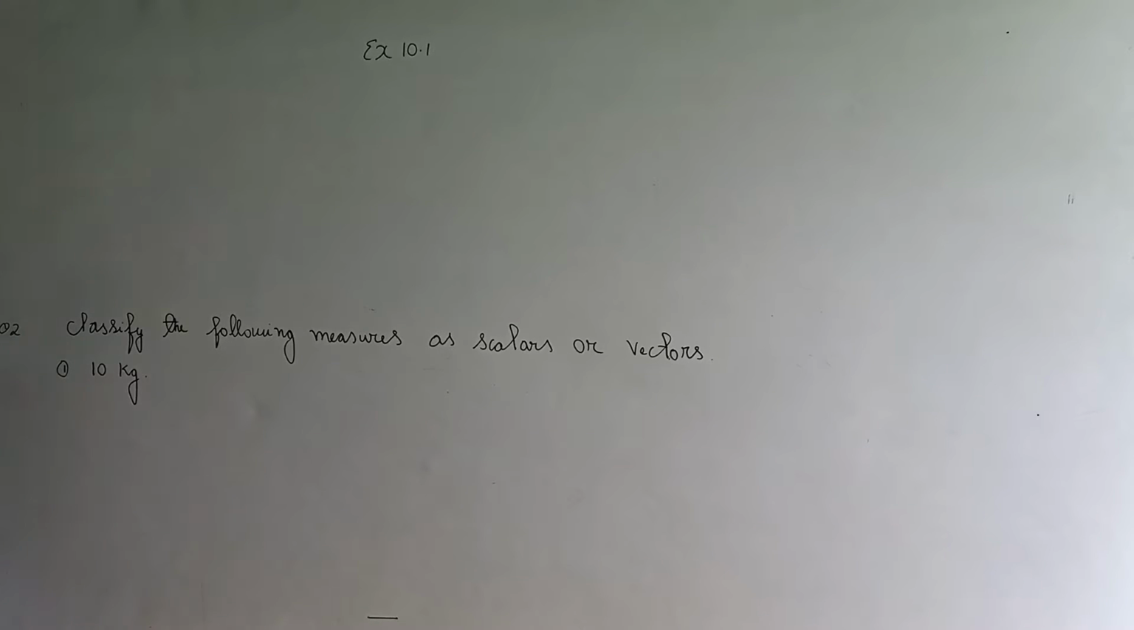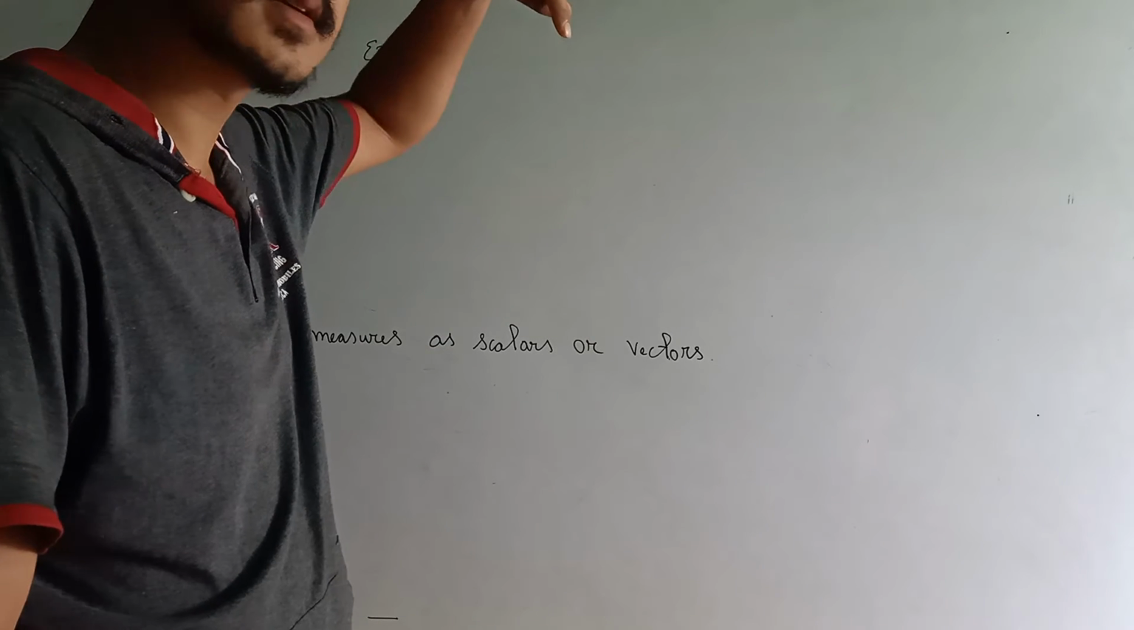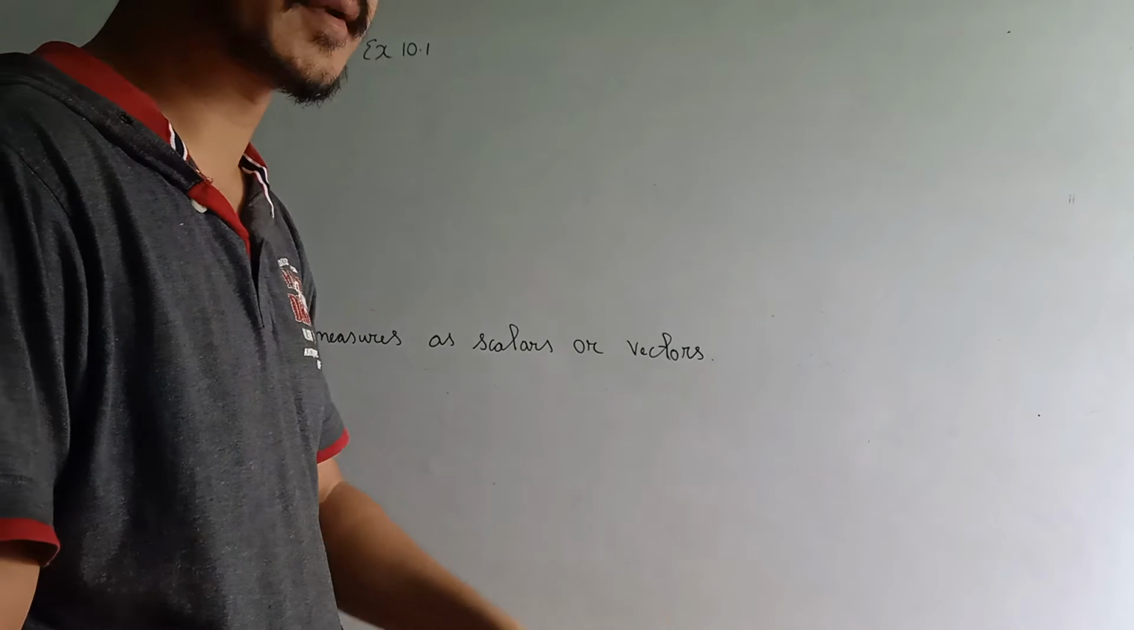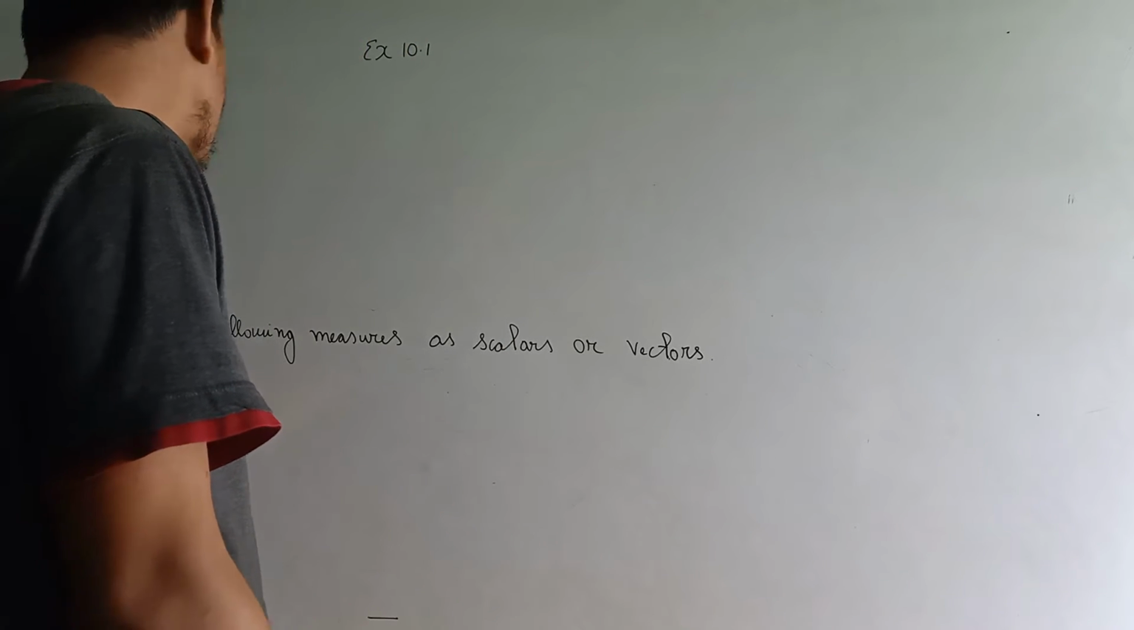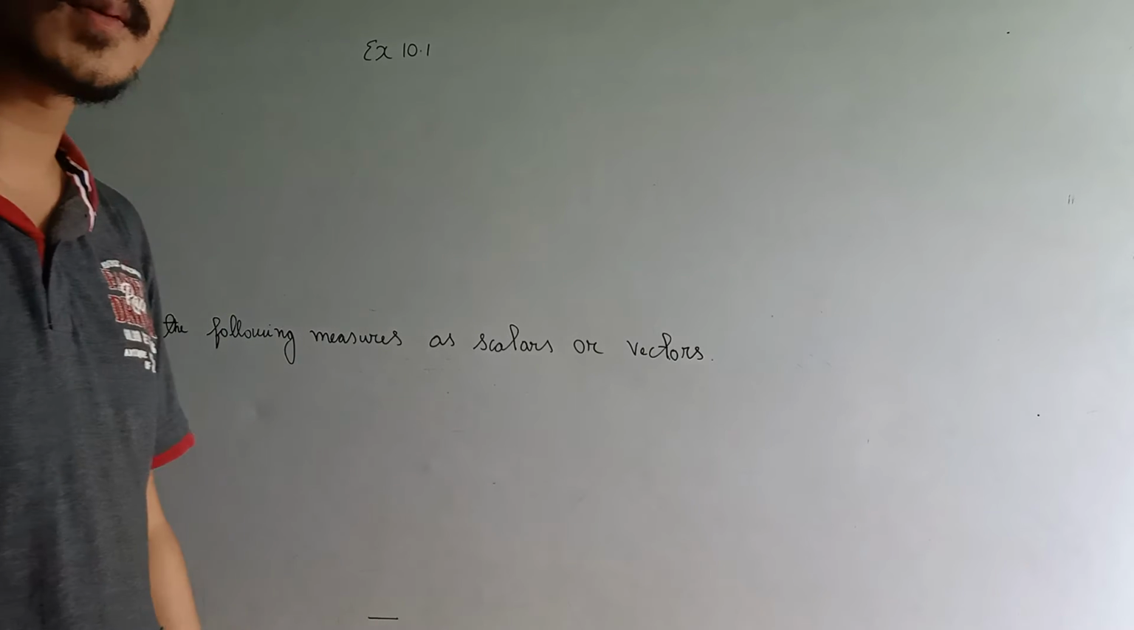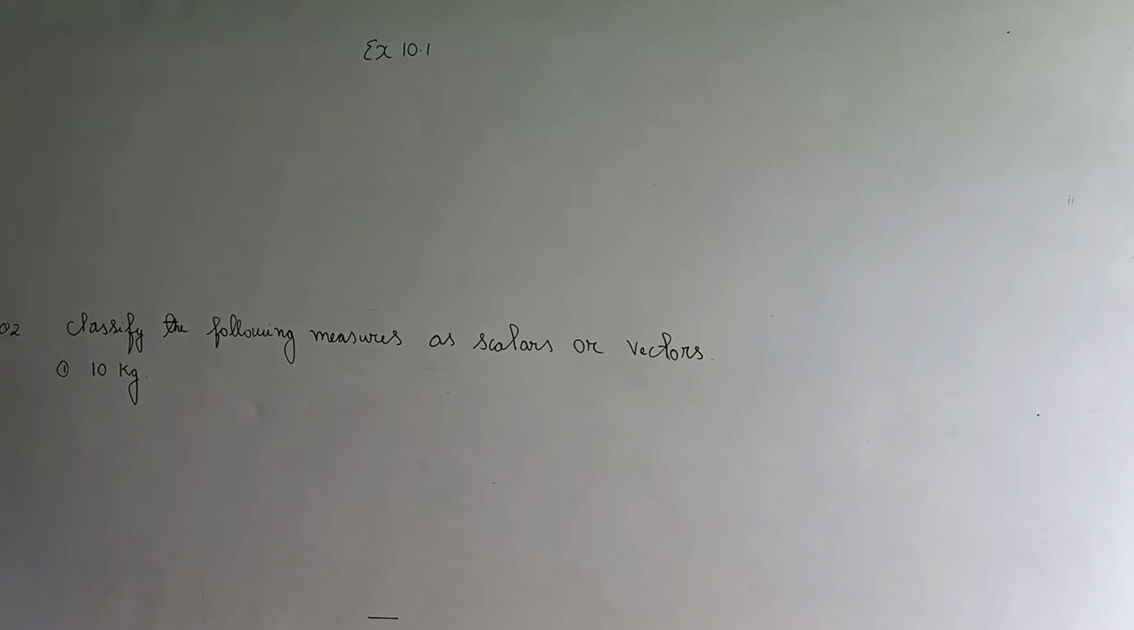If we talk about the weight of an object, the weight always acts downwards, so it has a direction. But in this case, since nothing is specified, we'll consider this 10 kilogram as mass. Mass of an object always remains constant. It has no direction. Is it okay? So it is a scalar quantity. Mass has no direction, right?